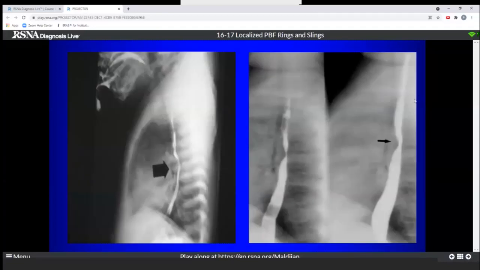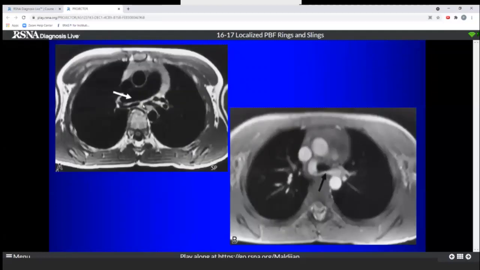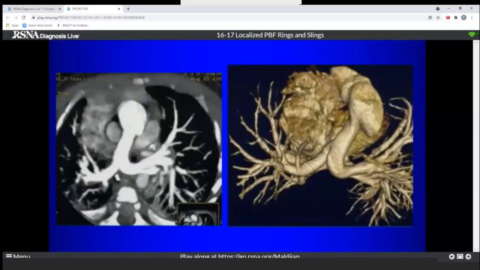And I'm just emphasizing this multiple times because this is a very typical board question. So if you see an indentation like that on a barium study between the trachea and the esophagus, you need to think vascular ring. So that's an anomalous left pulmonary artery. Here it is on imaging. Here it is on bright blood going across here between the trachea and the esophagus. And then here, volume rendered view showing you that anomalous pulmonary artery going across between the trachea and the esophagus.